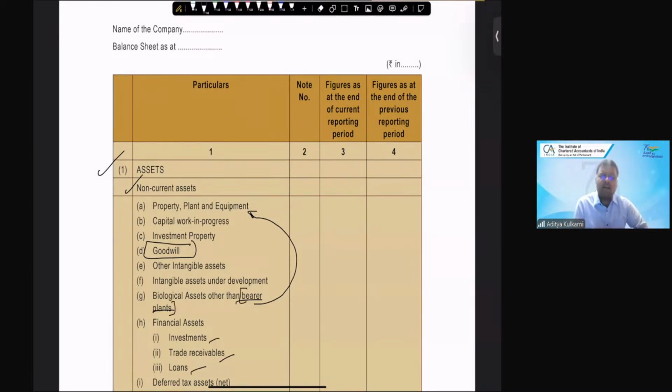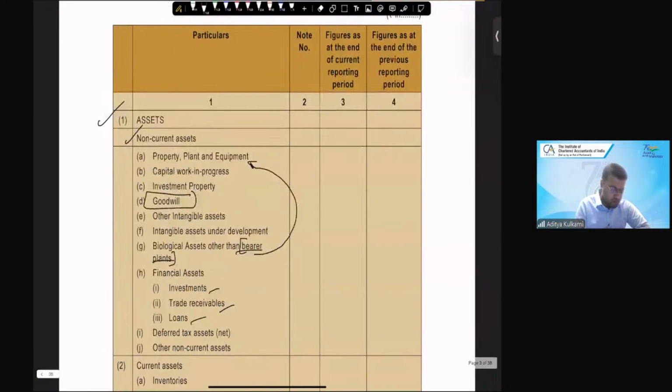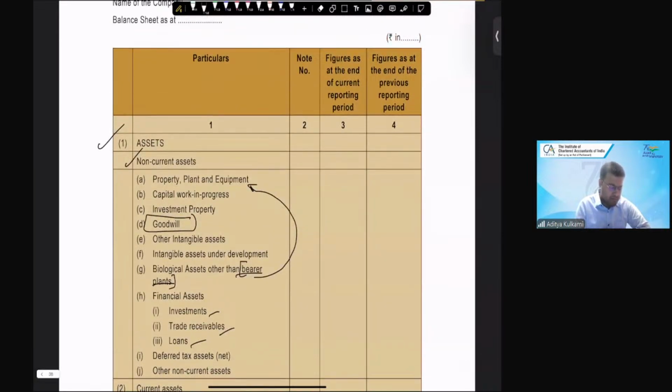Bearer plants, where do you show? What are bearer plants? Sir, like trees which bear some fruits. Fruits. Just say you have a mango orchard. So the mango orchard bears mangoes, right? So that becomes a bearer plant.